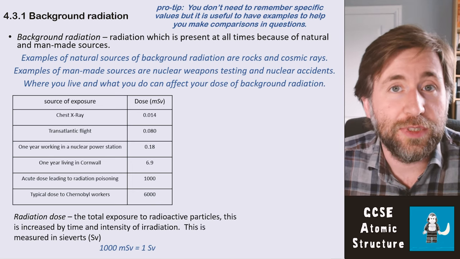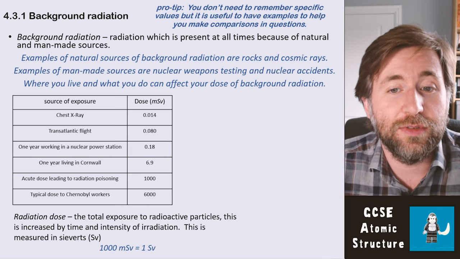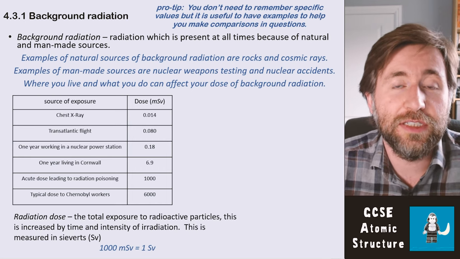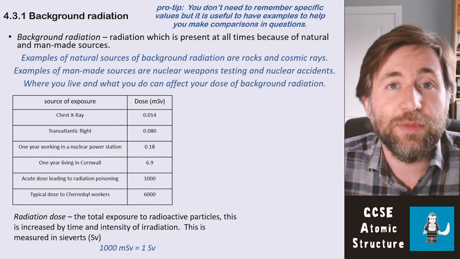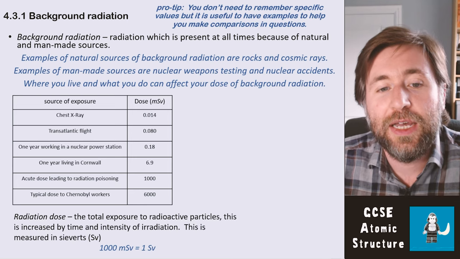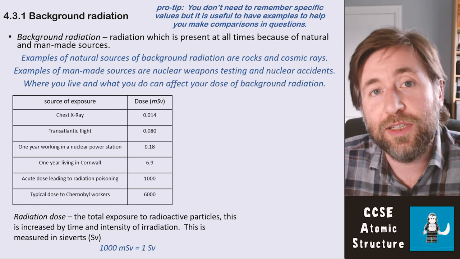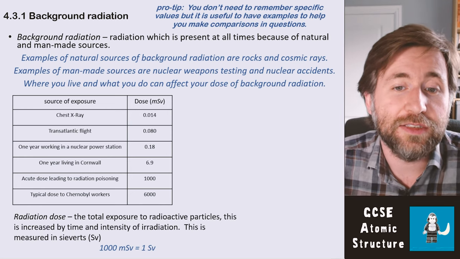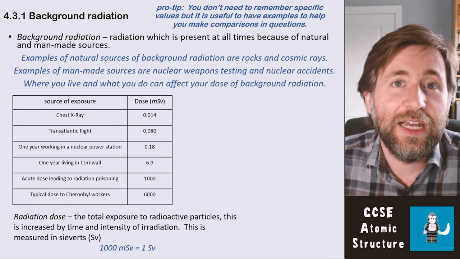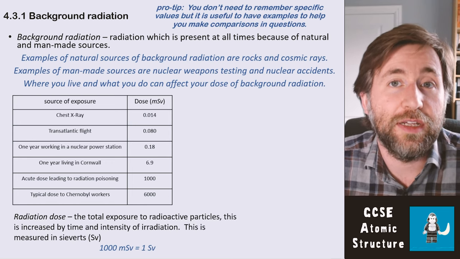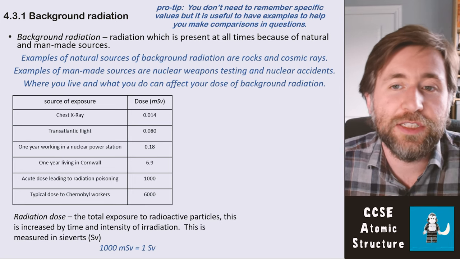An acute dose which would lead to you actually feeling ill, lead to radiation poisoning, would be 1,000 millisieverts. So one sievert. One sievert in a short amount of time would actually make you feel pretty ill. That would give you radiation poisoning. And a dose that the Chernobyl workers, those that responded quickly, those that were in the power station at the time of the accident, had was a typical dose of around 6,000 millisieverts. And half of those people had died within one month. So that's an idea of the relative risks involved with radiation doses.